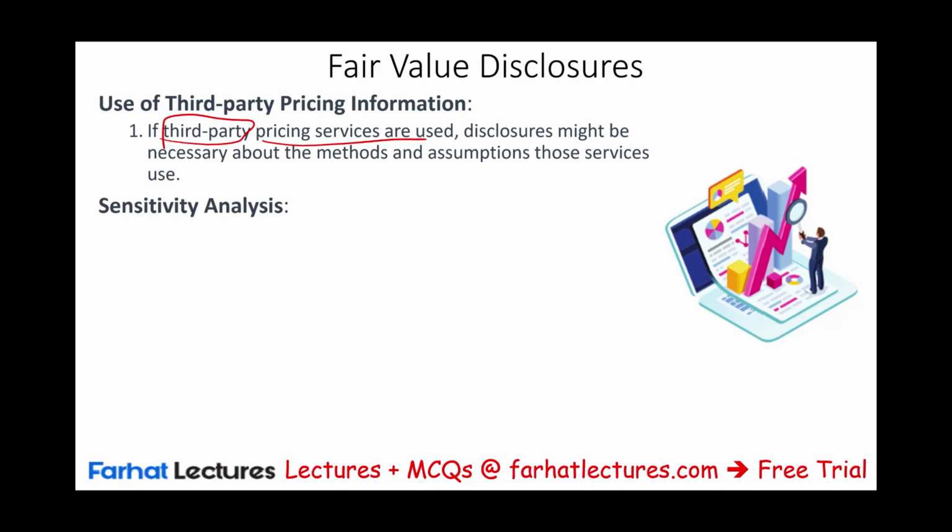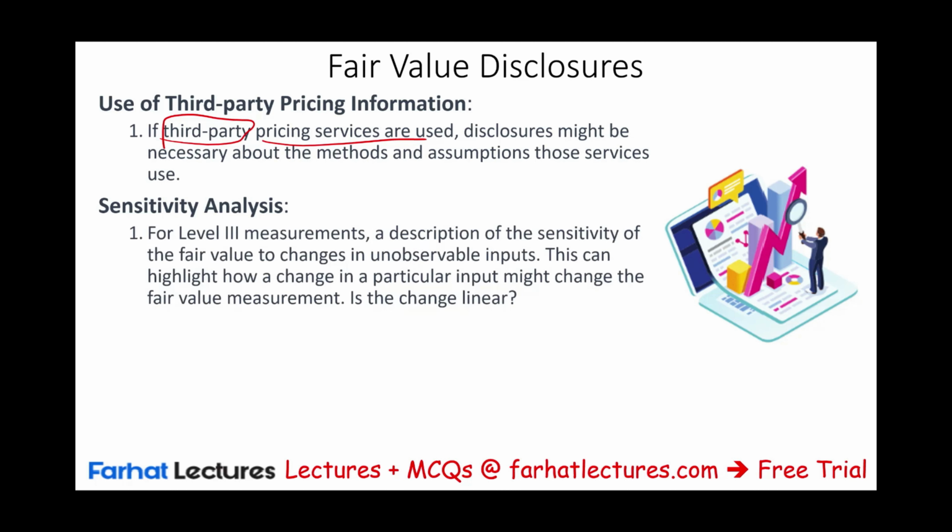Also, you need to perform what's called sensitivity analysis, especially for level 3. You have to give a description of the sensitivity of fair value to changes in the unobservable input. Let's assume you are using interest rate. What happens if interest rate changes? This can highlight how a change in a particular input will change the value measurement. For example, if interest rate goes down 2%, what happens to your financial assets or financial liabilities? Does it go down by 2 or does it go down by 8? If interest rate went up 2%, would your asset go up by 8, 7, 6, 2? Is it linear, not linear, directly related? Show me some sensitivity analysis so I can make my own judgment as well.